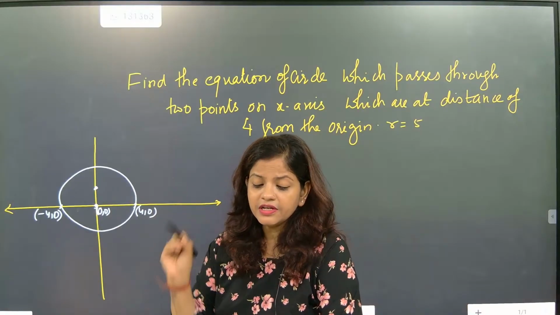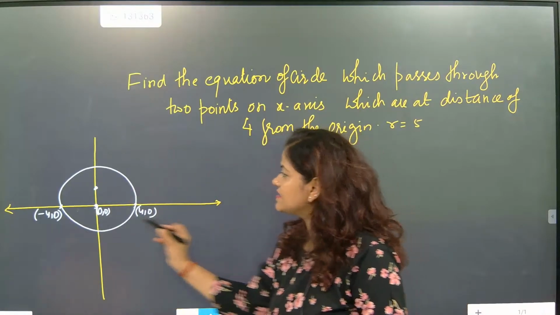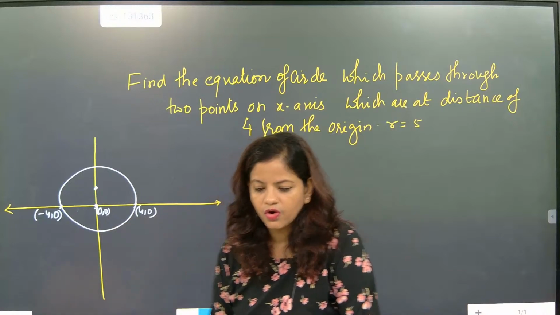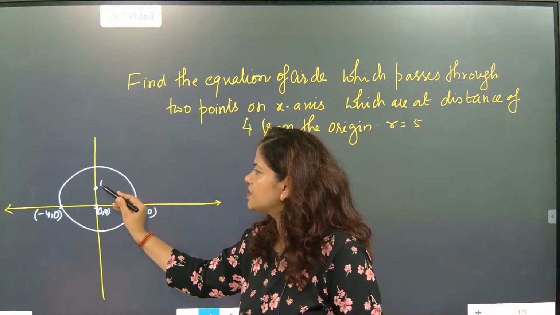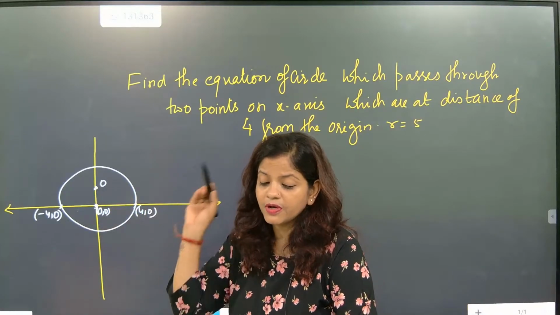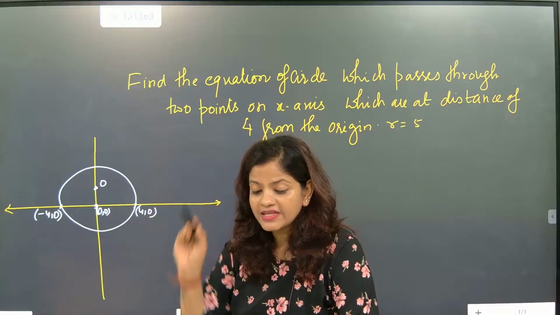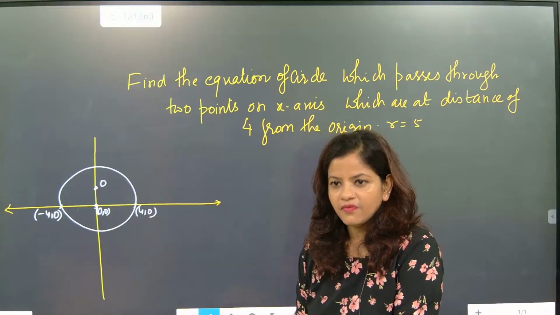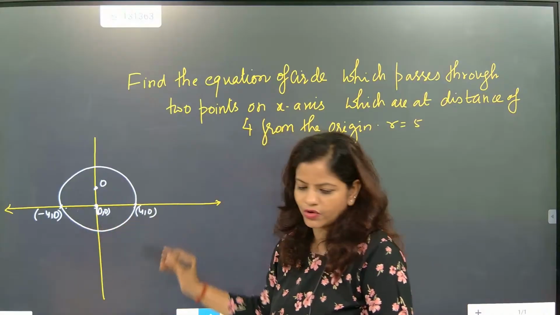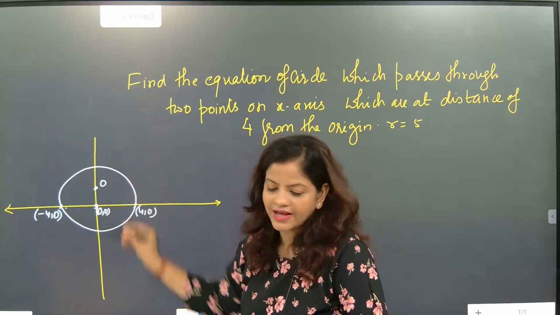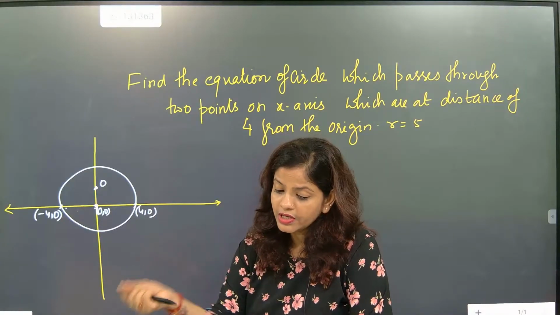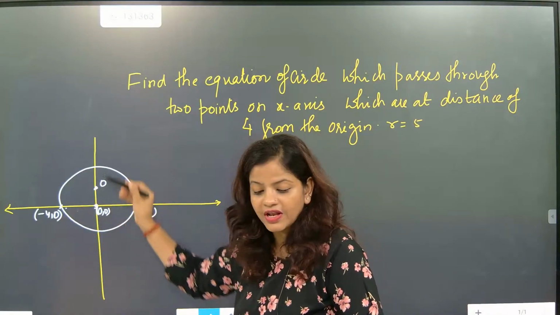Then why must the center be anywhere on the axis line, beta? Because in class 9th you have learned a theorem: from the center of the circle, the line drawn to the chord is always perpendicular to the chord and bisects the chord. Yes? We read this theorem. So because of that theorem, if this is 4 units and this is 4 units, that means the center will be on the axis line.